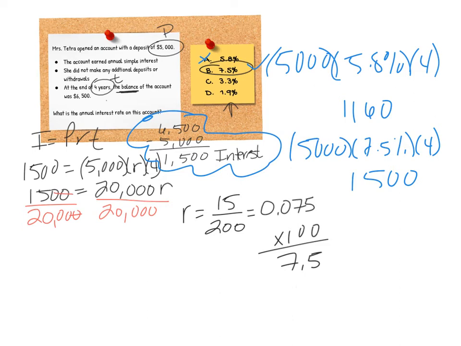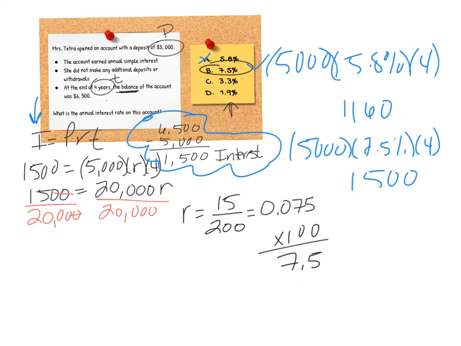Okay, so either way, the important part though is to understand, they told us the balance after 4 years. We have to know the interest. This formula tells you the interest amount, so you have to subtract the original amount that you had to figure out how much money you earned.